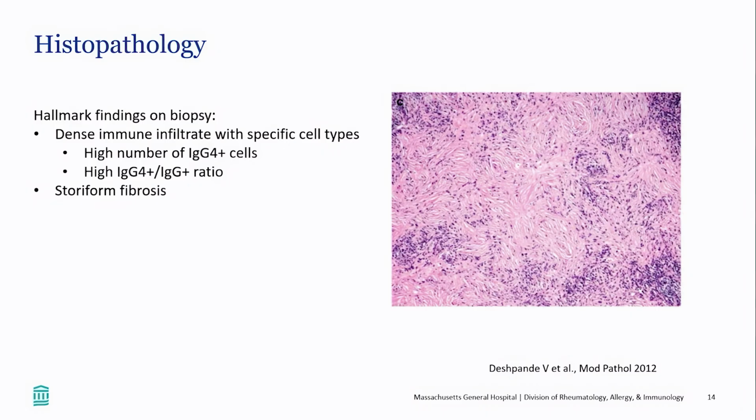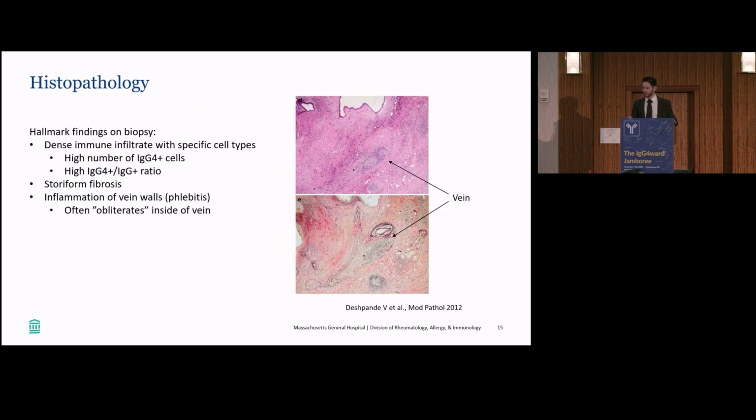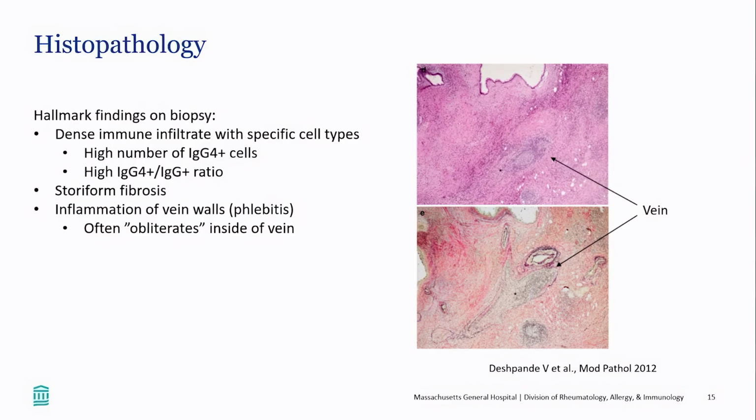We also see storiform fibrosis, which is scar tissue formation in this kind of typical woven pattern. And we see inflammation of the vein walls called phlebitis, which very often is severe enough that it leads to narrowing of the veins to the point where you can't actually see the inside of the vein. And that's called obliterative phlebitis.